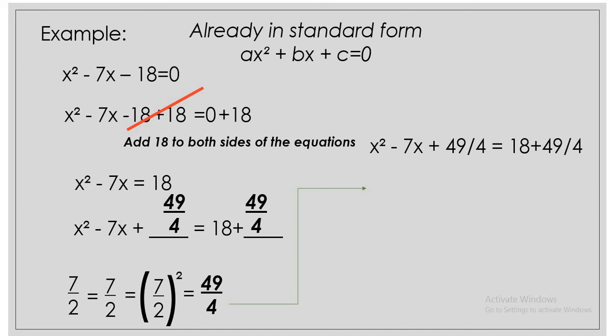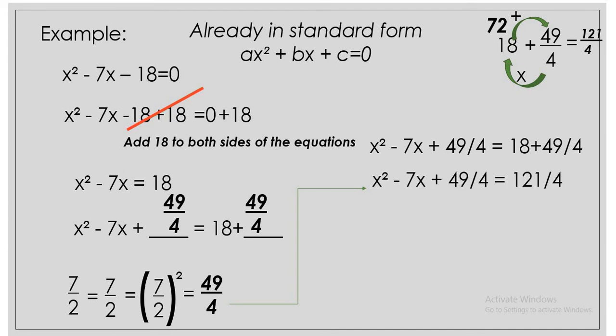Now let us simplify 18 plus 49/4. How will you add a whole number to a fraction? Let's take a look at this. 18 plus 49/4. The first step is to multiply 4 and 18, which is 72. Then 72 plus 49 is 121. Then copy the denominator. So you can rewrite it as x squared minus 7x plus 49/4 is equal to 121/4.